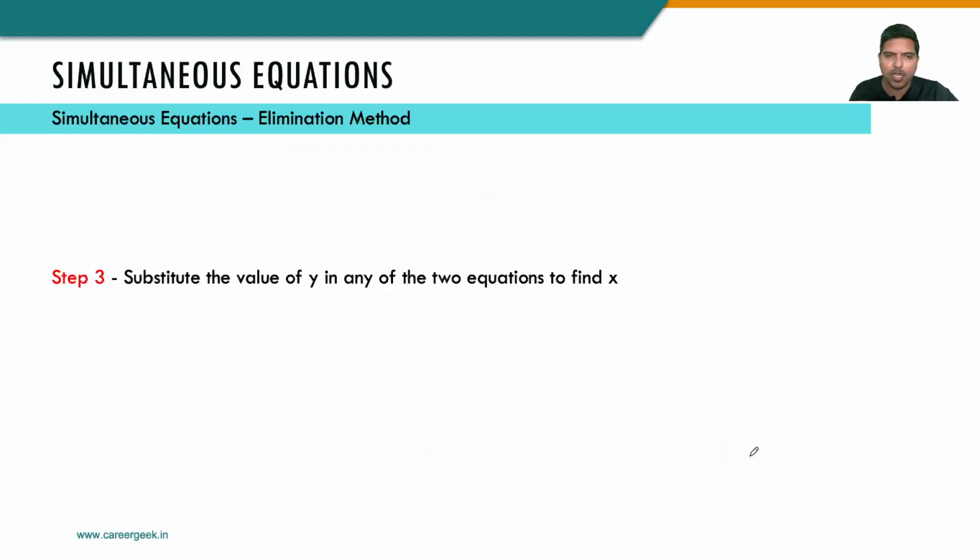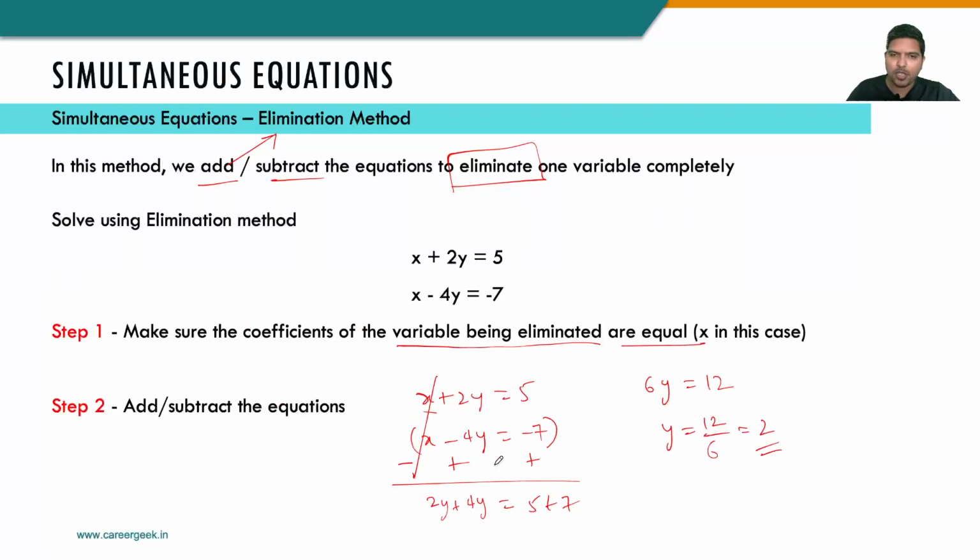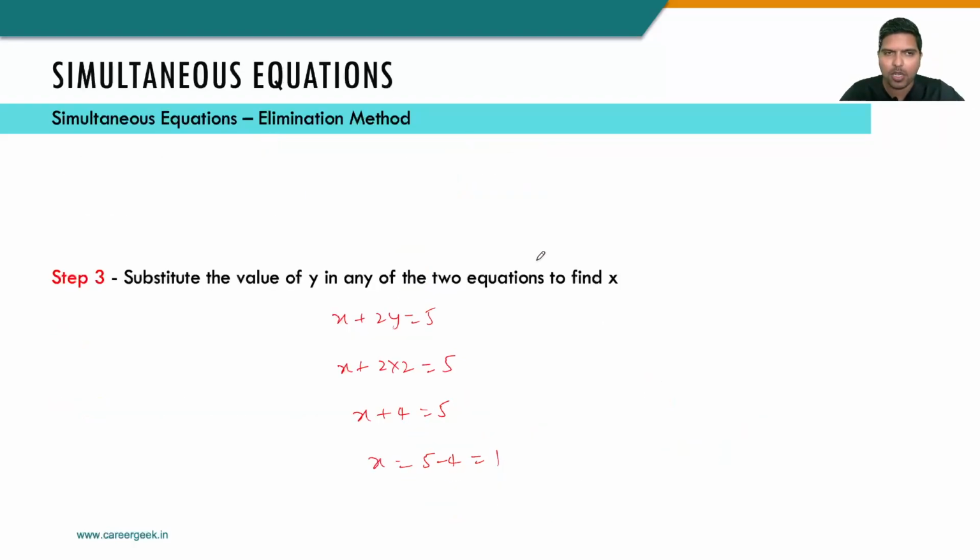x plus 2y is equal to 5. So x plus 2 times 2 is 5. x plus 4 is 5, or x is 5 minus 4, which is 1. So the most important thing is, first step, make sure one of the variables has the same coefficient, then you either add or subtract. Okay, so we'll solve an example so that it will be more clear.